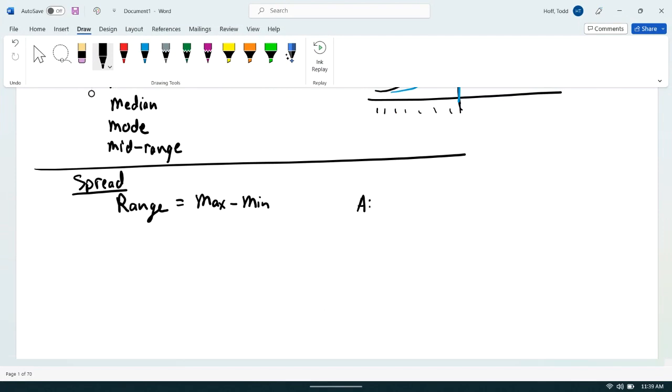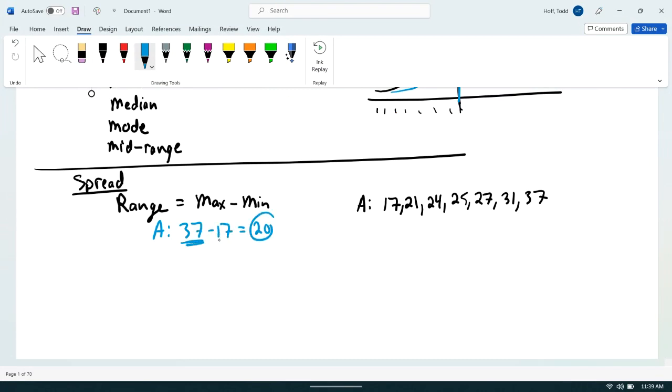For example, let's do set A here. I'm going to do 17, 21, 24, 25, 27, 31, and 37. The range of set A would be 37 minus 17, which would be a range of 20. 37 was the max, 17 was the min. We subtract to get a difference of 20.